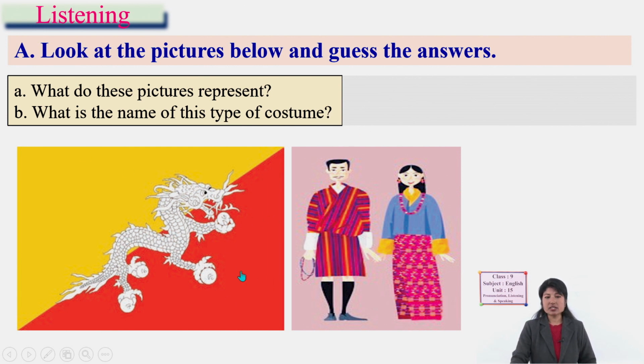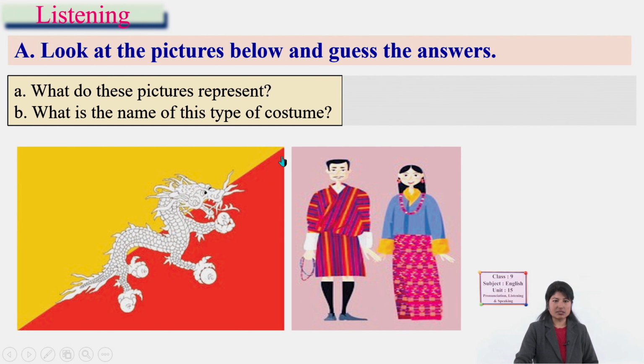Okay, first picture, what is this? A dragon, right? This is a dragon. And a rectangular shape, yellow and orange color. What is it? Yes, this is a flag. Flag of Bhutan. Yes, this is the flag of Bhutan, and as we can say, this is rectangular in shape. It has yellow color over here. Diagonally it is separated into two triangles.